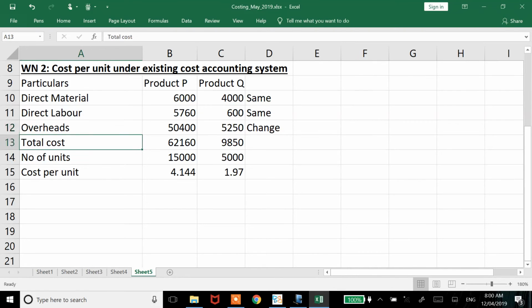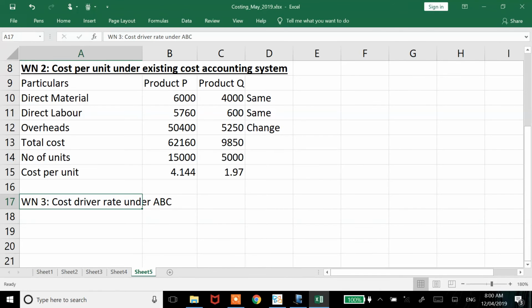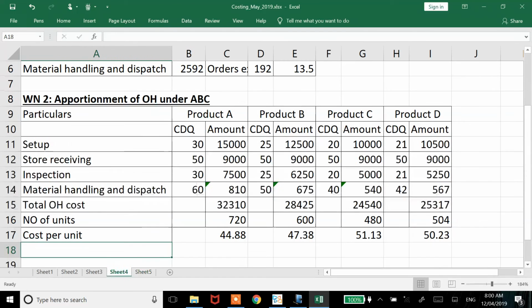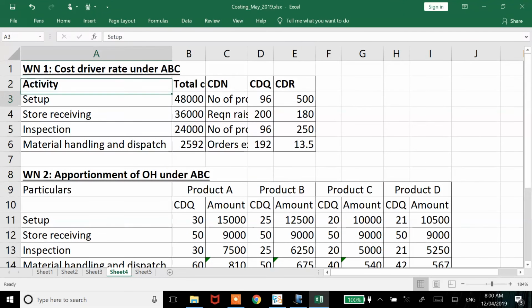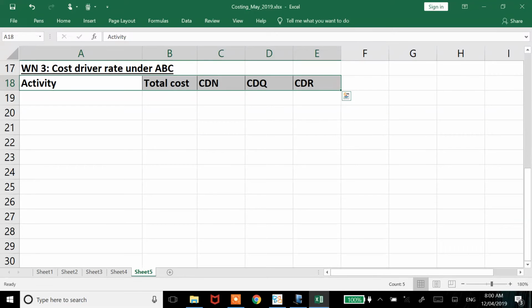Working note 3. Cost driver rate under ABC. Five columns: activity total cost, cost driver name, cost driver quantity and cost driver rate.